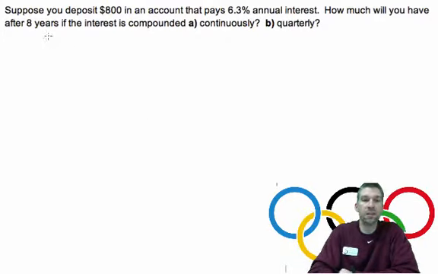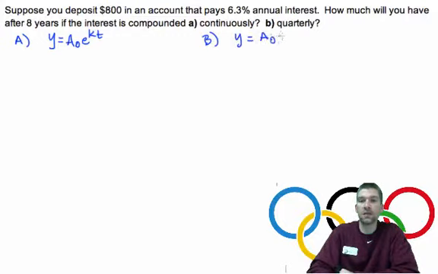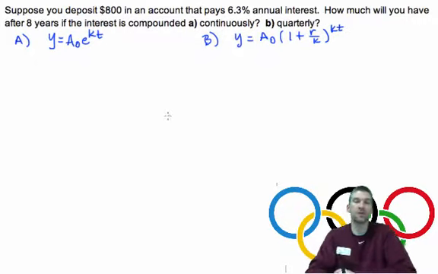So we would set up with y equals A0 e^(kt) for part A. All right. And for part B, we set up with y equals A0 times (1 plus the rate divided by k) to the kt power. Okay? So these are the setups for these.